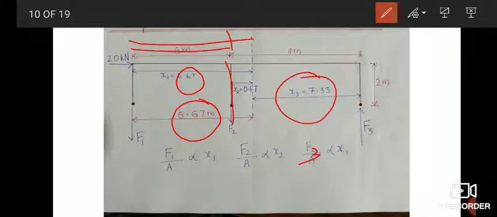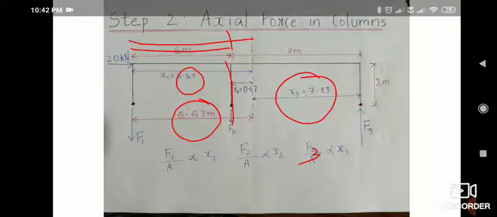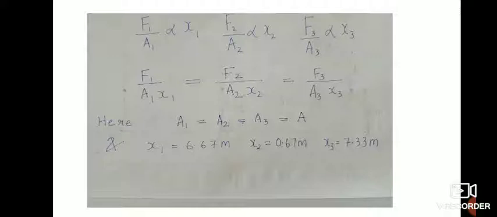X1, X2, X3 values are found, and according to our second assumption, F1 by A is directly proportional to X1, F2 by A is directly proportional to X2, and F3 by A is directly proportional to X3. So that I have written, and the proportionality constant is the same. So you can write F1 by A1 X1 is equal to F2 by A2 X2 is equal to F3 by A3 X3. So in this problem A1, A2, A3 are the same. The values of X1, X2, X3 we have found as 6.67 meter, 0.67 meter and 7.33 meter. I have explained in the previous slide itself.